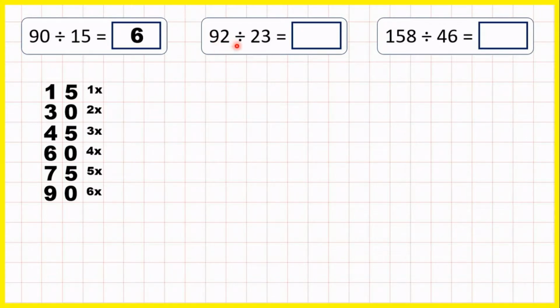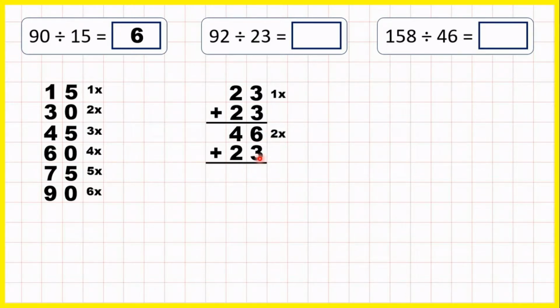Now 92 divided by 23. So we can count up in 23s. 23 is 1 times 23. If we add another 23, we get 46 for 2 times 23. Then adding another 23 gives us 69 for 3 times. And then another 23. 9 plus 3 is 12, so 1, 2. 1 plus 6 plus 2 is 9. So we know that 92 is 4 times 23. Which means that 92 divided by 23 must be 4.